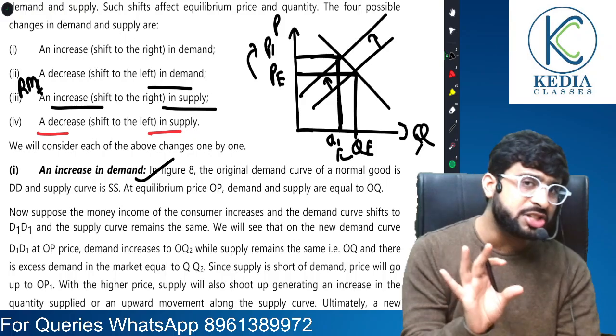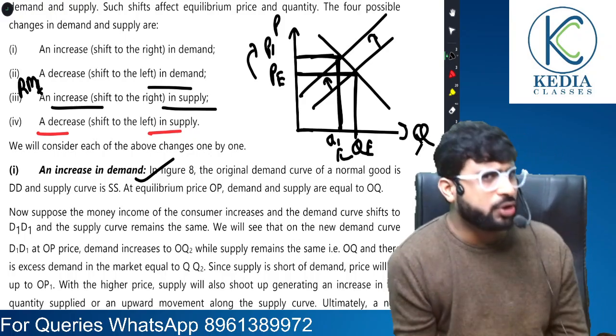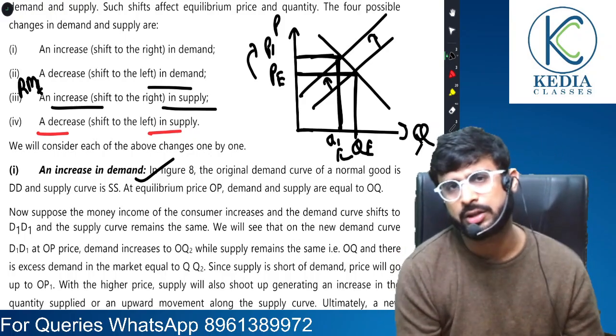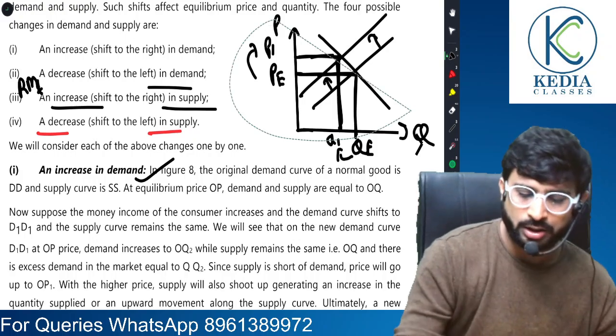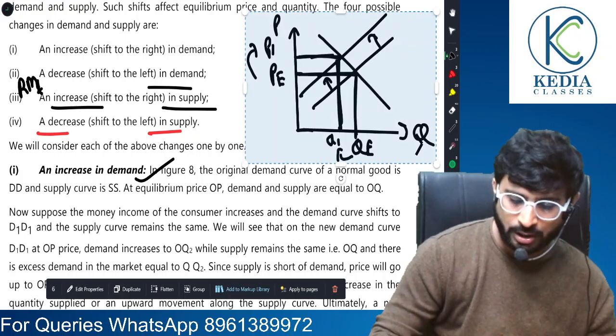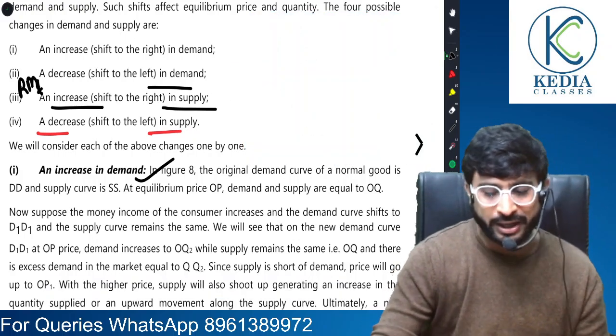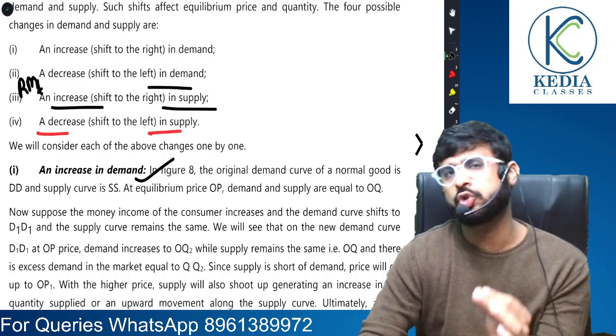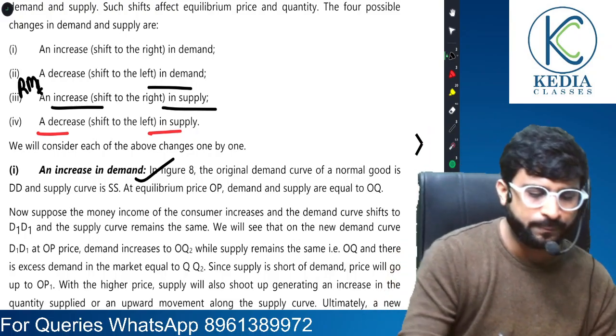Sir, what if there is a change in both demand and supply? Won't you discuss such conditions? Of course I will. But before I discuss that, we have understood using graphs how to understand the change in equilibrium price and quantity. What if, sir, there were no graphs? Let me teach you then.